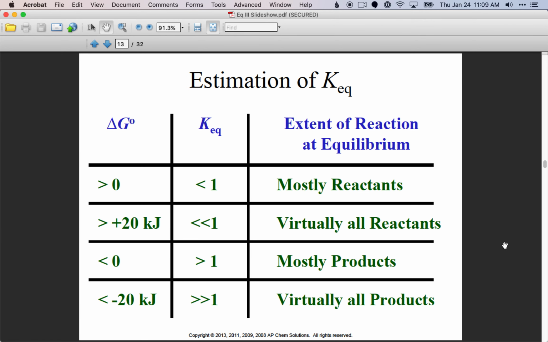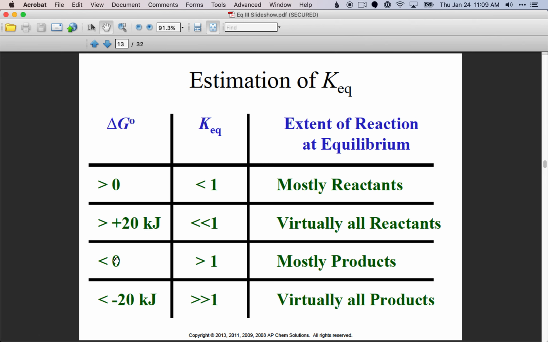So this is my last slide where I'm looking at Gibbs free energy and how it relates to equilibrium constant. So notice when we're talking about greater than 0, the equilibrium constant will be less than 1, and as a result, most of the reactants will be favored. And they give you an example here that if you have a number that's close to a positive 20 kilojoules, which is approximately around that 2400 joules per mole, notice that the equilibrium constant will be significantly smaller than 1, and it will be primarily reactants.